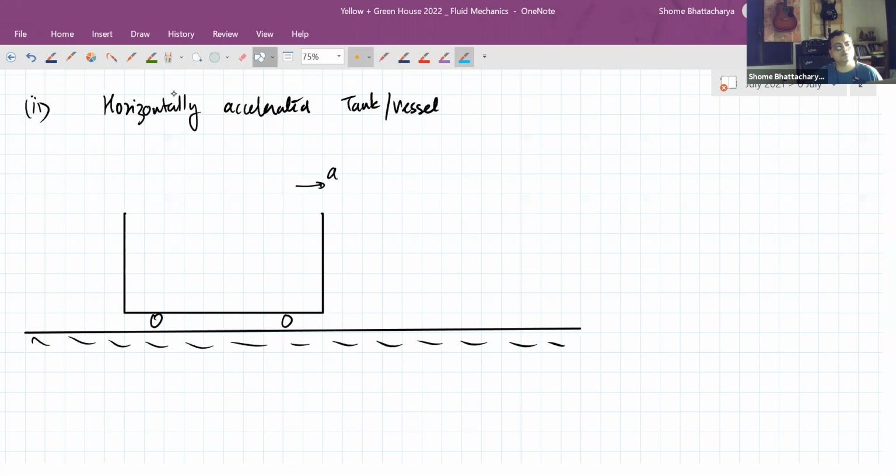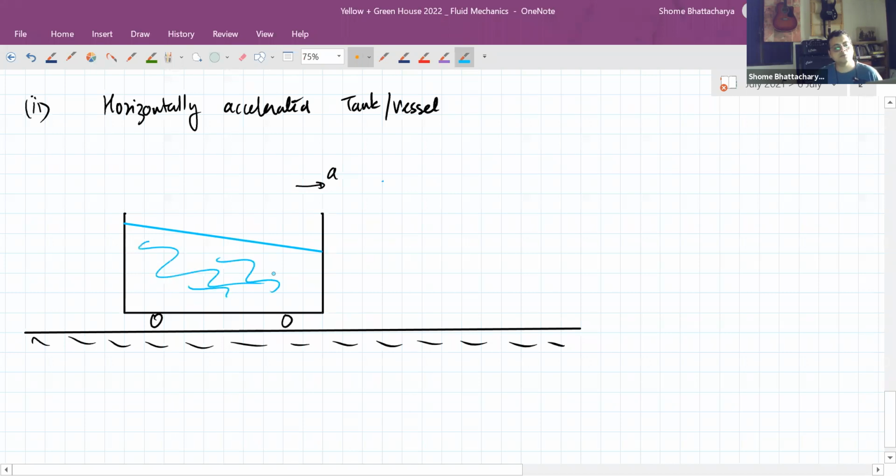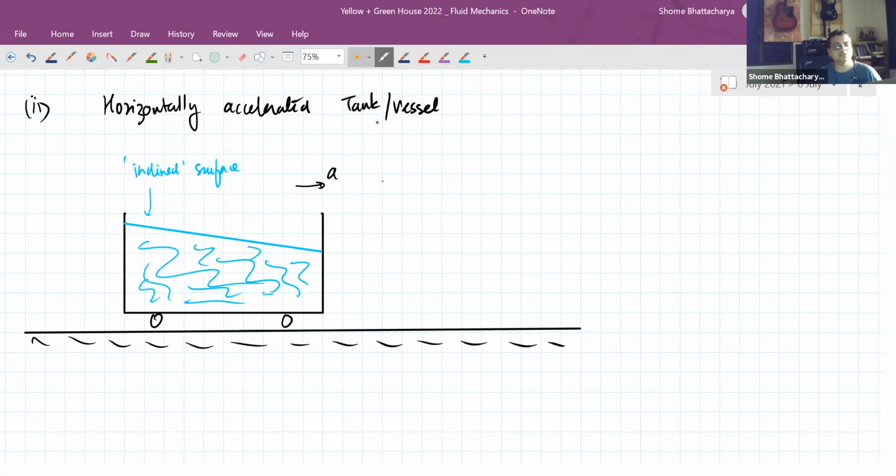So what you will understand intuitively is that the surface of the liquid will no longer be horizontal, because now pseudo force is pushing the liquid backwards, opposite to the acceleration, whereas gravity is pulling it down. So that combination of forces acting on the liquid will cause the surface to be inclined. And as a result of pseudo force, we can say there is going to be, in addition to the vertical pressure gradient, a horizontal pressure gradient. Okay.